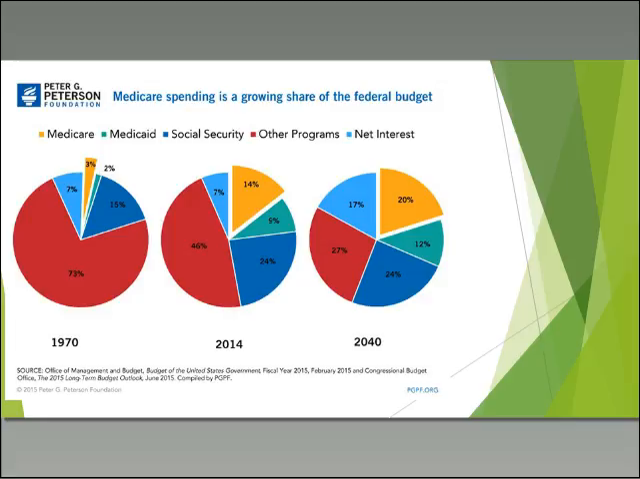This picture given to us by the Peter G. Peterson Foundation is really interesting because we get to see how Medicare spending has grown. We can see that in 1970, Medicaid and Medicare was only taking about 5% of the budget, and 44 years later, we can see that 14% was by Medicare and 9% by Medicaid. And it's projected that in 2040, 20% of the budget will be taken by Medicare and 12% by Medicaid.